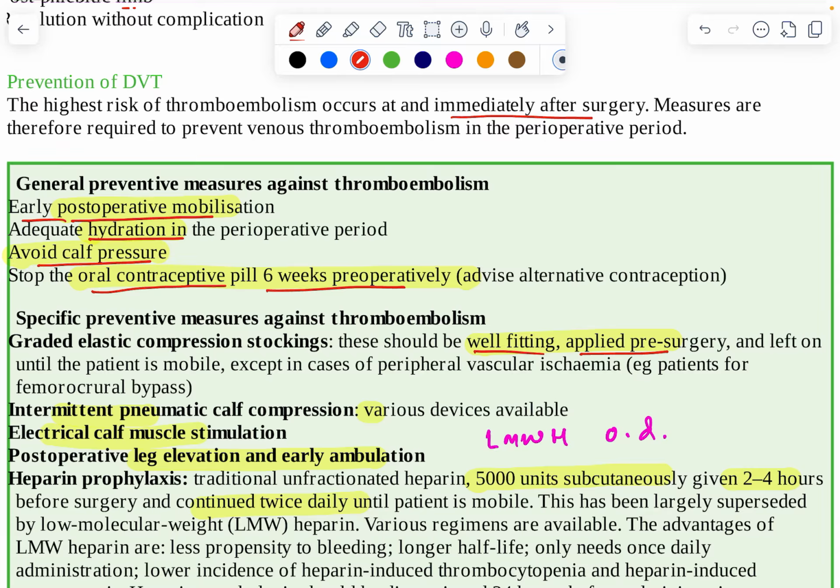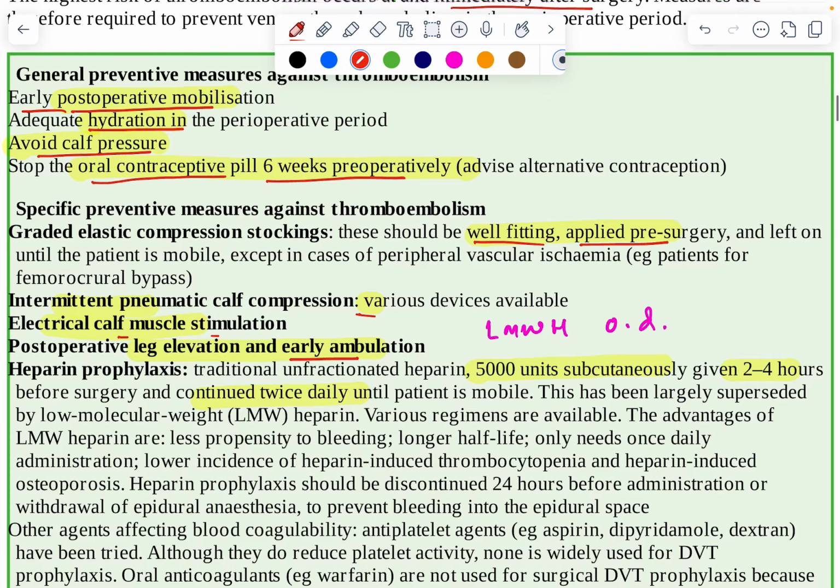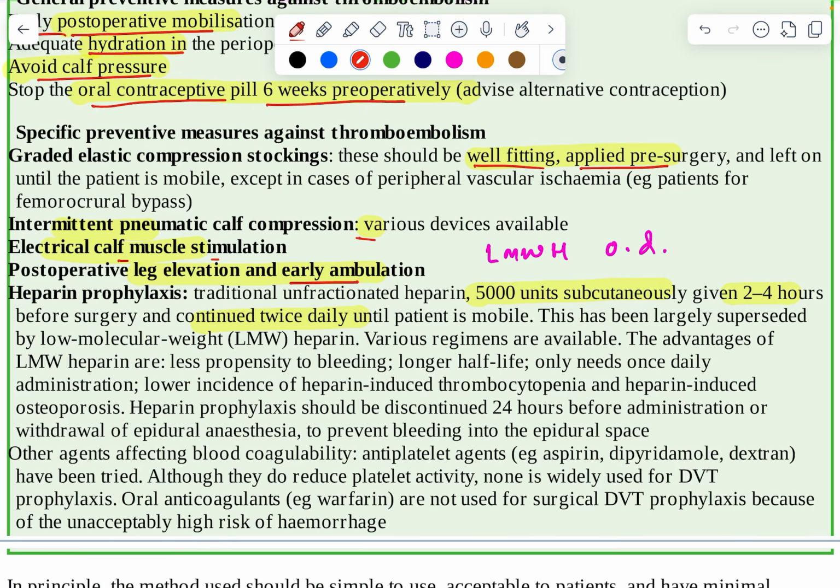Except in cases of peripheral vascular ischemia: intermittent pneumatic cuff compression, electric calf muscle stimulation, post-operative leg elevation and early ambulation, heparin prophylaxis. This is very important. Traditional unfractionated heparin, 5000 units subcutaneously, is given 2 to 4 hours before surgery and continued twice daily until the patient is mobile. This has largely been superseded by low molecular weight heparin. Various regimens are available. The advantages of LMWH: longer half-life, only needs once daily dosing, lower incidence of heparin-induced thrombocytopenia. Heparin prophylaxis should be discontinued 24 hours before the administration or withdrawal of epidural anesthesia.